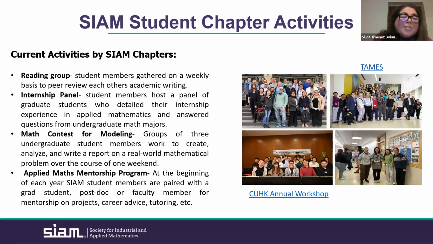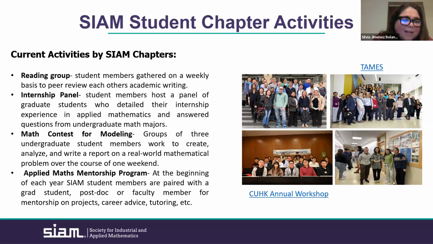Then, you can have internship panels where student members host a panel of graduate students who detail their internship experience in applied mathematics and answer questions from undergraduate math majors. At Colgate, the student chapter has brought back alums to talk about their jobs as data scientists or graduate students, how they got to where they are right now, explain their paths, and give advice. Those are good activities also.